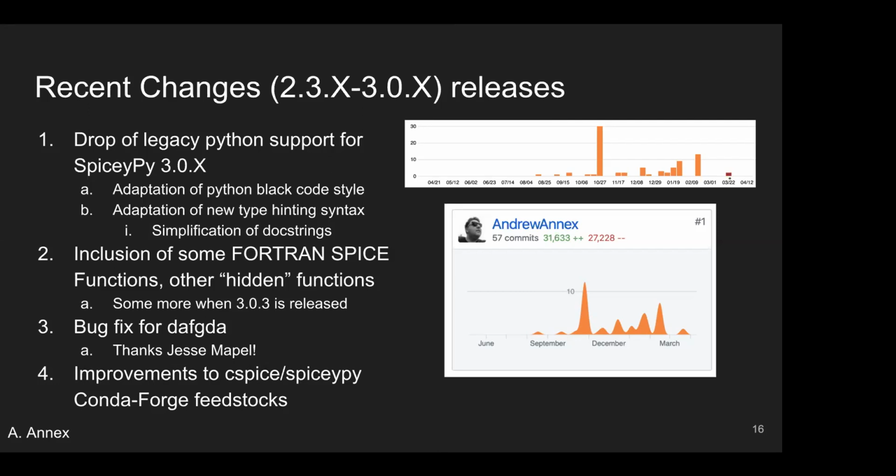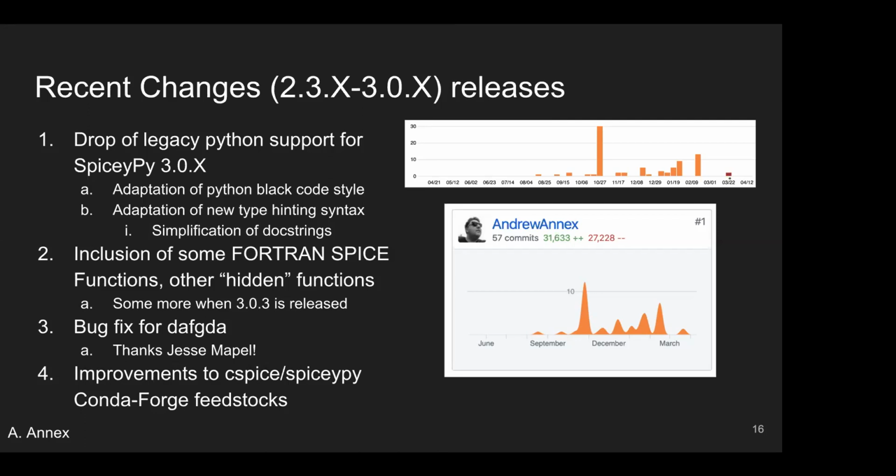I maintained compatibility with those for a while, but dropping them is good, because I haven't used Python 2.7 since 2014, for example. That allowed for some simplifications and changes to the doc strings, which we can talk about once I'm finished with these slides. There were also some minor additions, such as a bug fix for dafgda, thanks Jesse, and some hidden functions that are in the Fortran SPICE API, but are not necessarily exposed to the user in a user-friendly way in the C SPICE API.